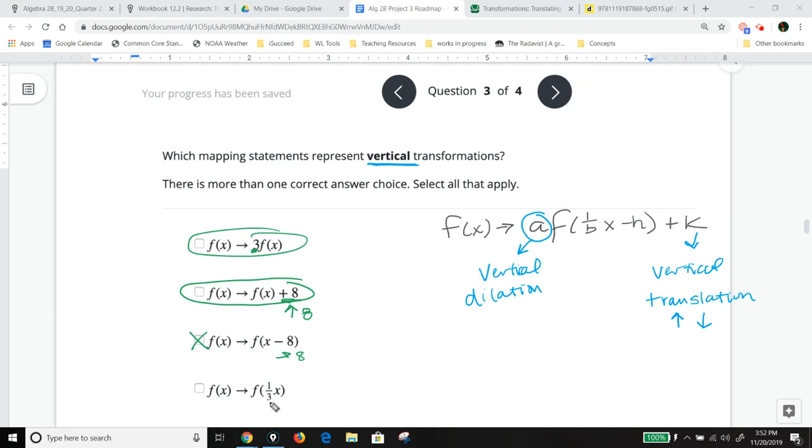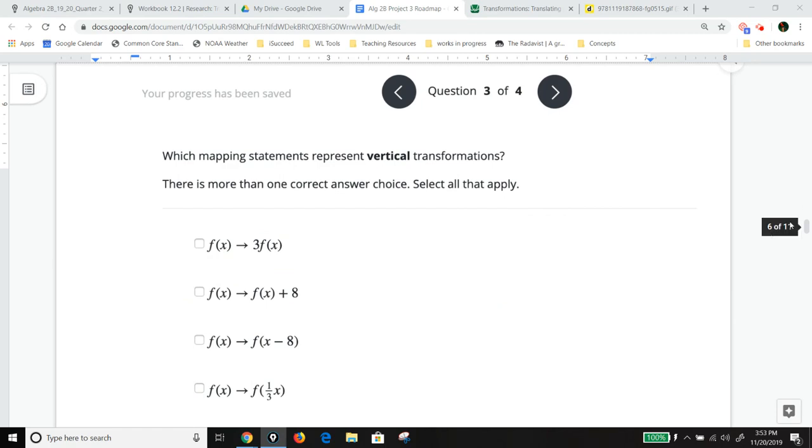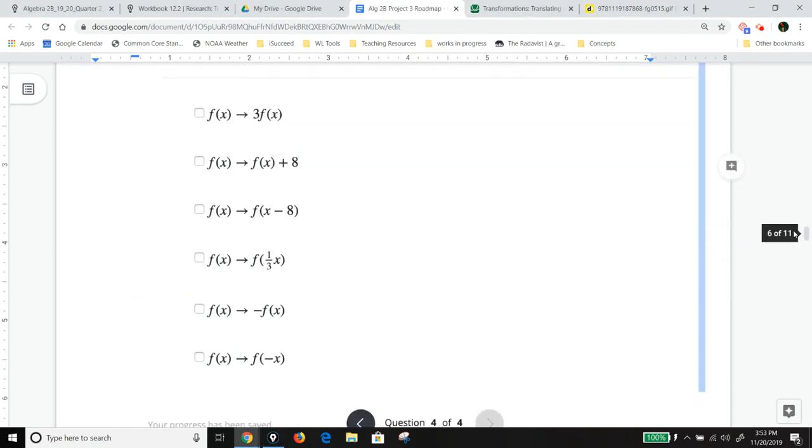And then here I can see that B value of 3. Remember, it's 1 over whatever that number of B is. So it's 1 over that number 3. So that's going to be a horizontal dilation. So this is going to appear to be like 3 times fatter, but it's still not a vertical transformation. So that is question number 3. Let's have a look at question 4 here.